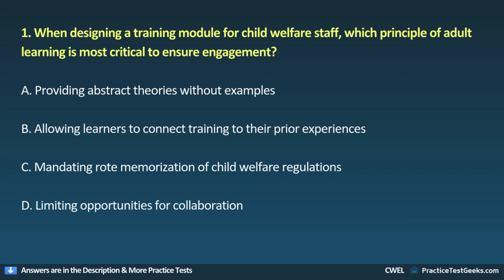1. When designing a training module for child welfare staff, which principle of adult learning is most critical to ensure engagement? A. Providing abstract theories without examples. B. Allowing learners to connect training to their prior experiences. C. Mandating rote memorization of child welfare regulations. D. Limiting opportunities for collaboration.